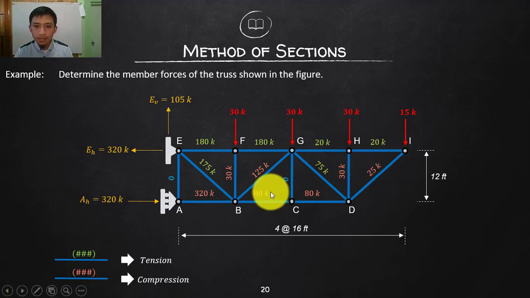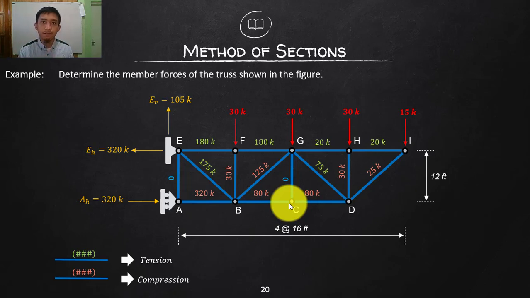So how do you combine this? You can cut somewhere there, that is a method of sections, and considering this joint only, that is already a method of joints. So you can combine these two to analyze the entire truss. It is not necessary for you to focus only on sections or only on joints. You can combine these two together.